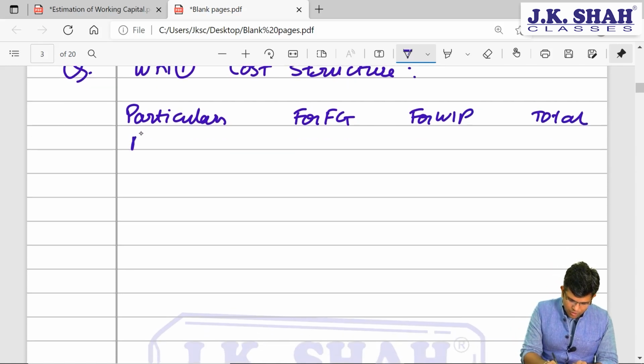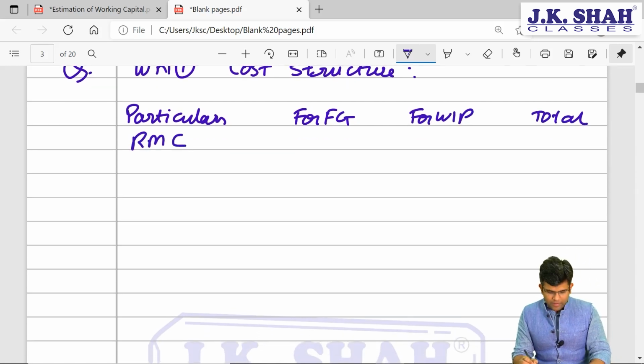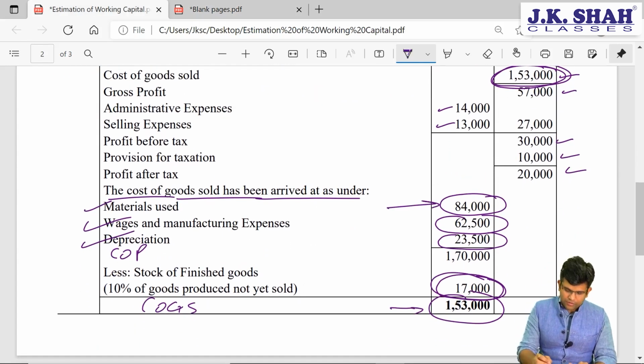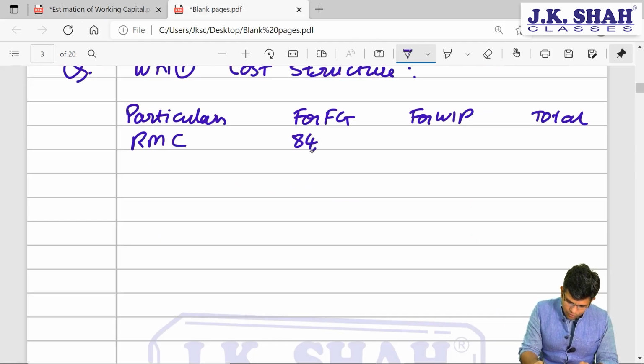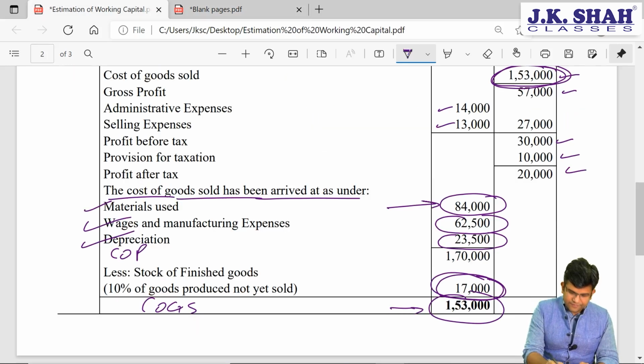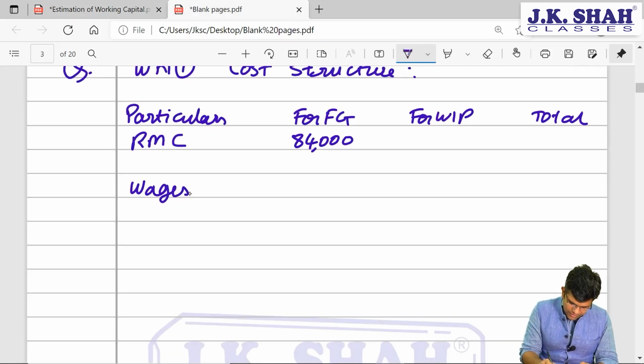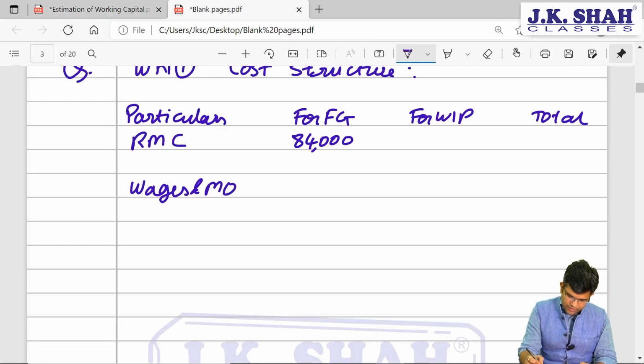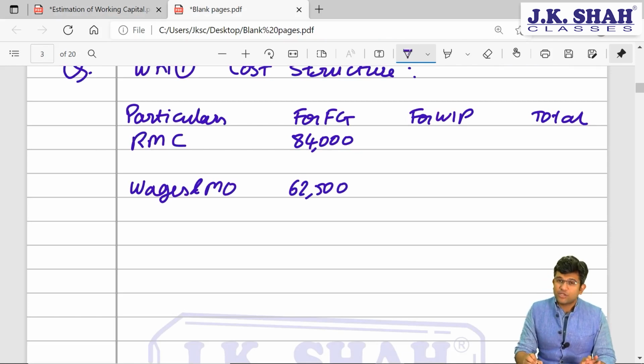Everyone clear? For finished goods, for WIP and total. Now students, let's start. Raw materials consumed. Tell me, raw materials consumed as far as finished goods are concerned, can I say are 84,000? So I'll write down here 84,000, correct? Next children, we have got wages. Now wages as far as finished goods are concerned, and that is including manufacturing overheads. So wages and manufacturing overheads are 62,500. So I'll take here 62,500, and since we are doing it on cash cost basis, we will not take depreciation into consideration.